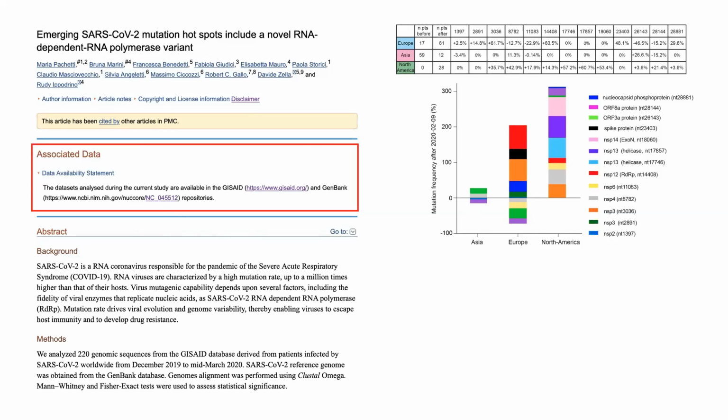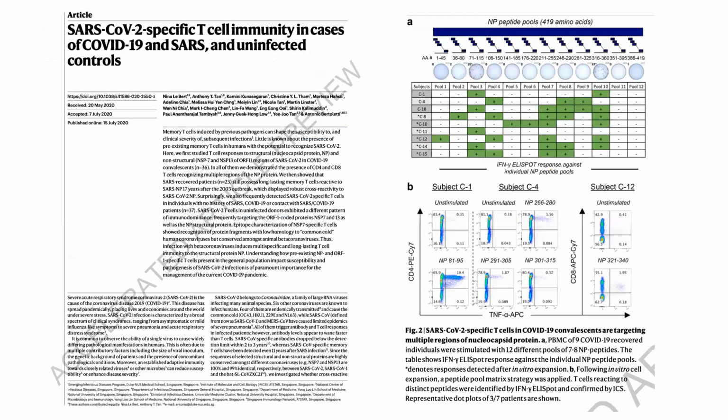So yeah, the difference I'm trying to point out is from the previous article, right? In this article, they actually took samples from patients, okay? So they dealt directly with patients, produced new data, and here you can see what they did. Look, 9 COVID-19 recovered individuals were stimulated with 12 different pools of 7-8 NP peptides.